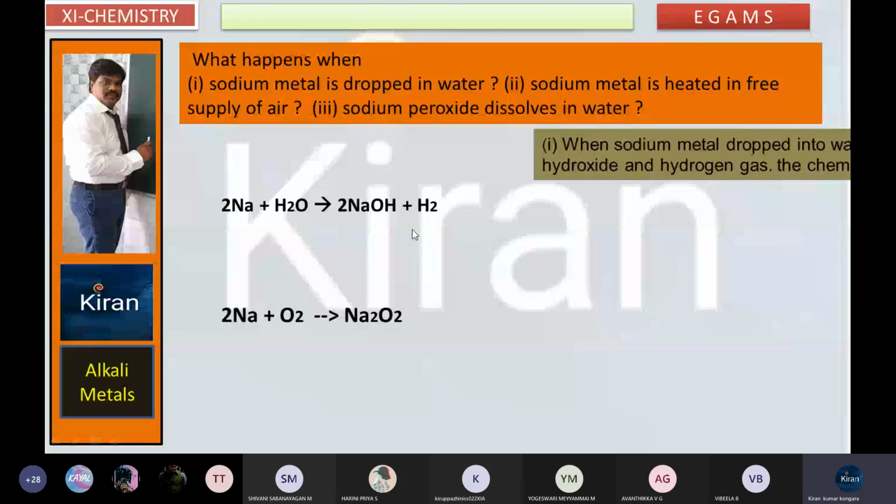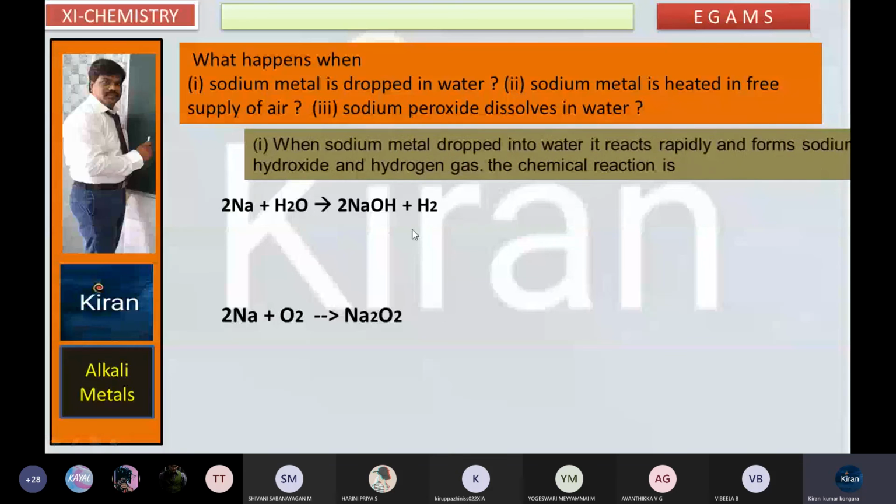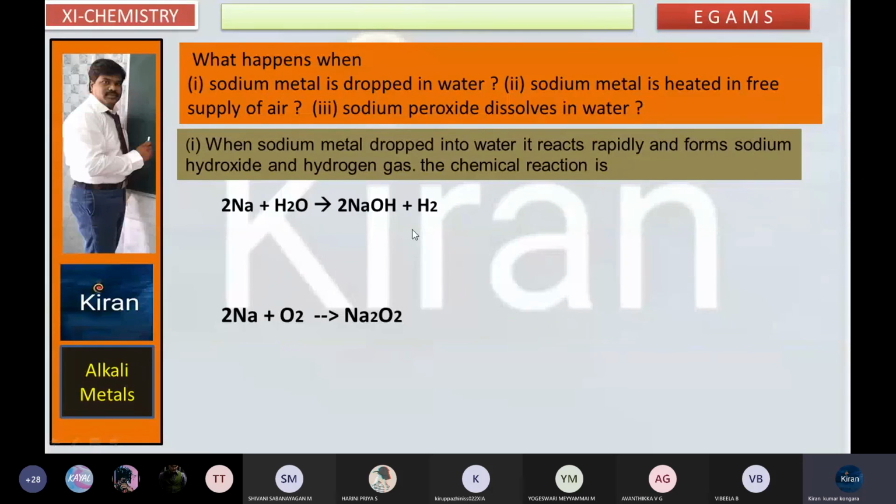When sodium metal is dropped into water, it reacts rapidly and forms sodium hydroxide and hydrogen gas. The chemical reaction is the following. We know that when sodium metal is placed in water, you get a strong base. That is the reason we call it an alkali metal, with the liberation of hydrogen gas. At the same time, a lot of heat energy is released. It is an exothermic reaction.